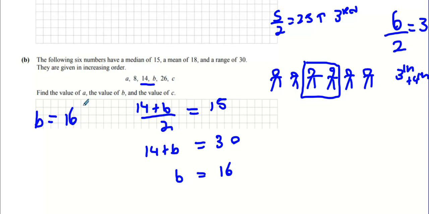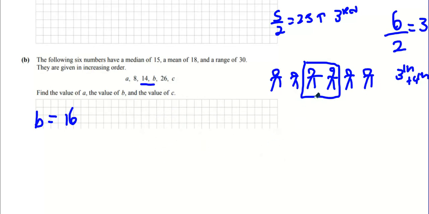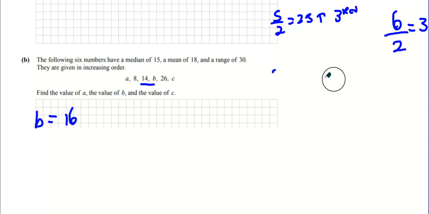Okay. The next thing we have is a range of 30, and we also know what the mean is, okay? So let's work on this next. We're going to start off with the range. What can we find out about the range? Well, the range is the top number take away the bottom number. Top is c, bottom is a. So we know that c minus a equals 30.